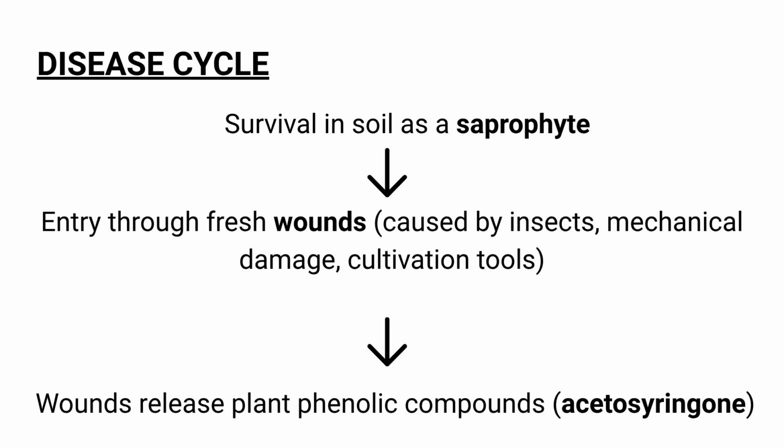Now let us look into the disease cycle of Agrobacterium tumefaciens. Agrobacterium tumefaciens is a soil-borne bacterium. So it survives in the rhizosphere, which is the root zone, or in the plant debris as a saprophyte, which means it feeds on dead organic matter. Infection begins when the bacterium enters the plant through fresh wounds caused by insects, mechanical damage, or cultivation tools. The wounds release plant phenolic compounds like acetosyringone, which attracts the bacterium.